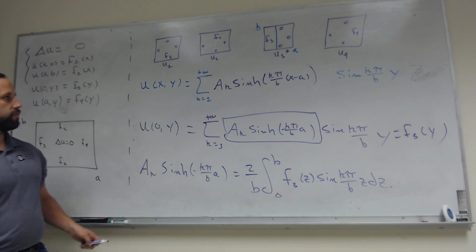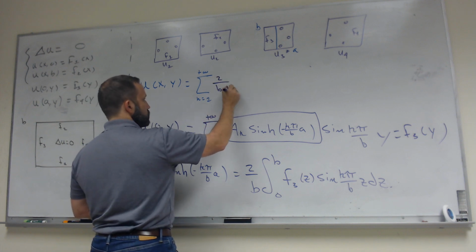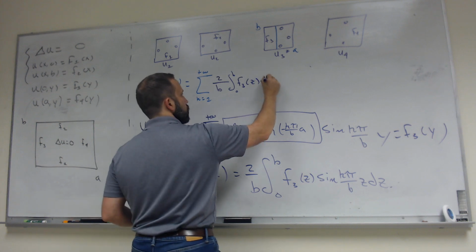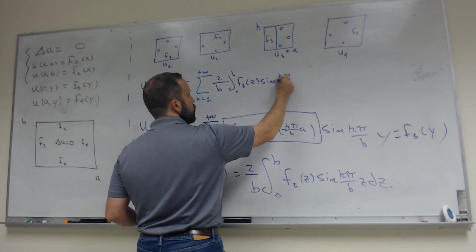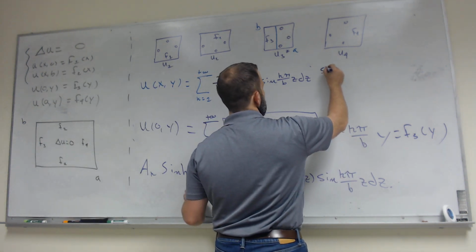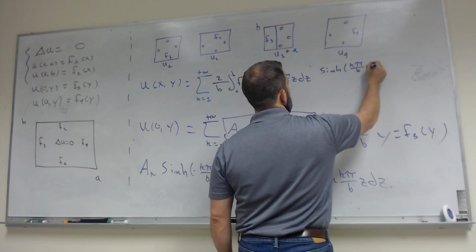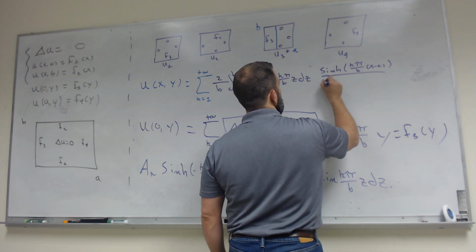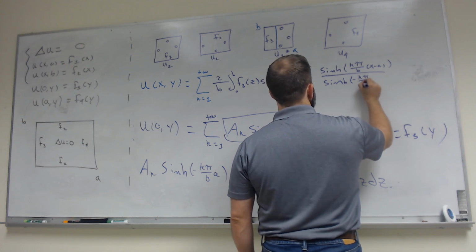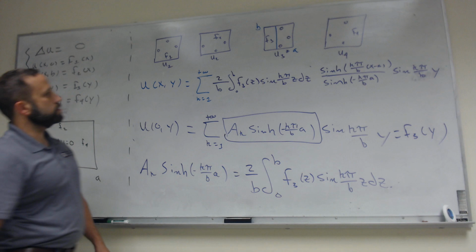Okay, so if I just want to replace everything finally, I'm going to have 2 over b, that's the length of the y part. So this is the integral from 0 to b, F3 of z, sine k pi over b z dz, divided by the hyperbolic sine, so times the hyperbolic sine of k pi over b times (x minus a), divided by this hyperbolic sine of minus k pi over b times a, times sine of k pi over b y. And so that is the solution to the u3.